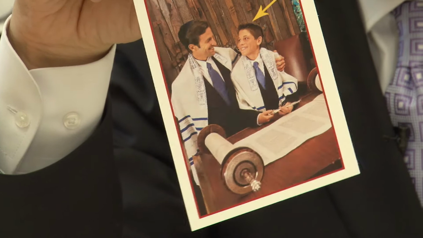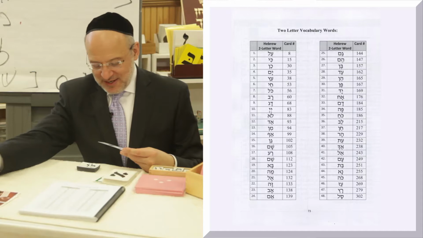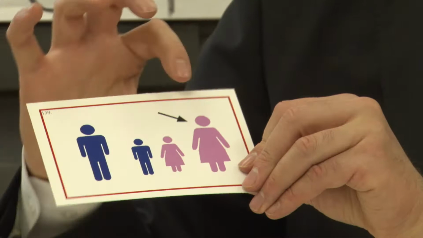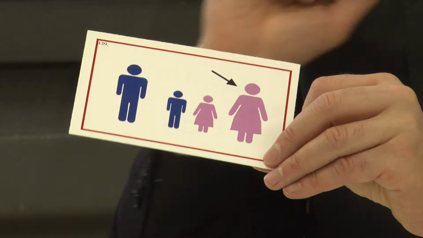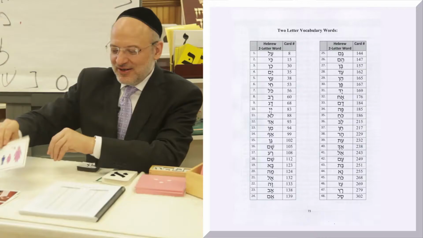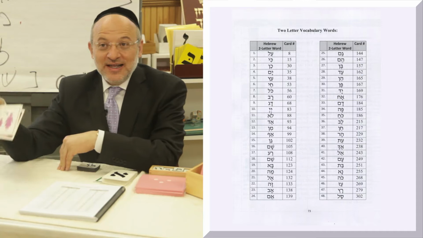You read another word. Here's another card. One more? Okay, just one more. Aim. Very good. You read another word. Can you see the arrows pointing to mommy, tati, son or daughter? Which one? Mommy. Very good. Aim means mother. You read another word. And he can start collecting 48 picture cards.